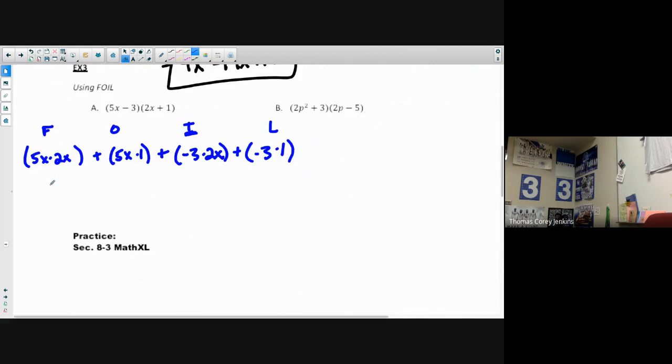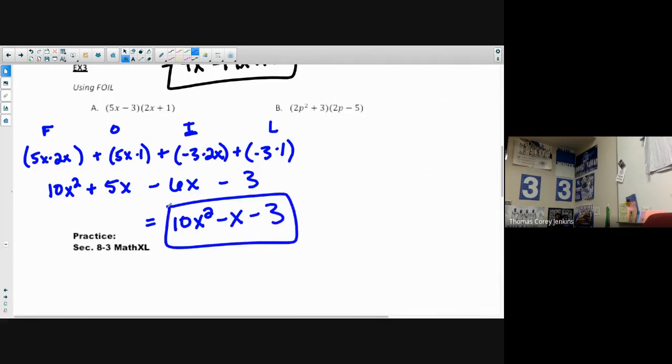First, multiplication is going to give me 10x squared. Then we have plus 5x. This would be -6x, so minus 6x. And then that last term would be -3, so minus 3. Combine your 2 middle terms. So my final answer would be 10x squared. Plus 5 and minus 6 make minus 1, so minus 1x or minus x and minus 3. So 10x squared minus x minus 3.